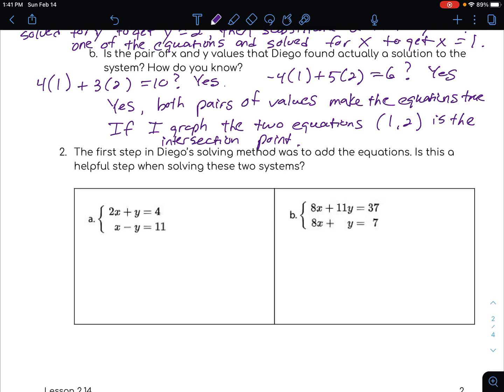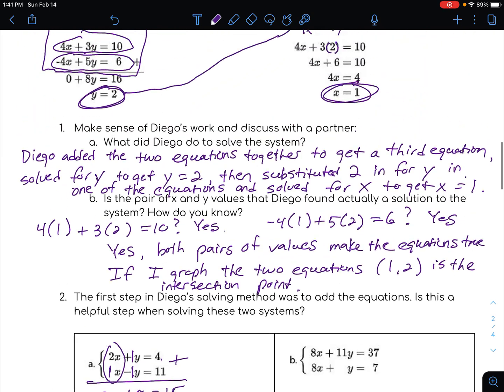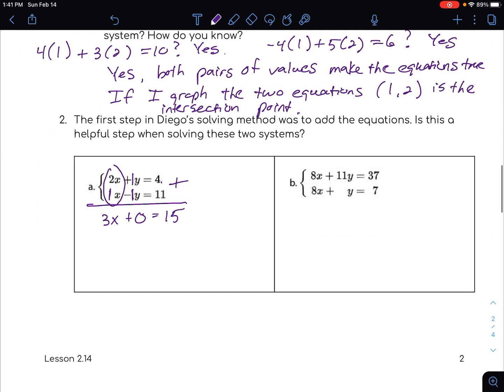All right, the first step in Diego's solving method was to add the equations together. Is this a helpful step when solving these two systems? All right, so let's try it out here. If we add these together vertically, so up and down, remember this is like a 1x and this is like a minus 1y. But if we add them together, 2x plus 1x is 3x. 1y plus negative 1y is 0. And 4 plus 11 is 15. So I would say, yes, kind of like Diego's method up here, that was helpful because now the y value is eliminated and we can very easily solve for x.